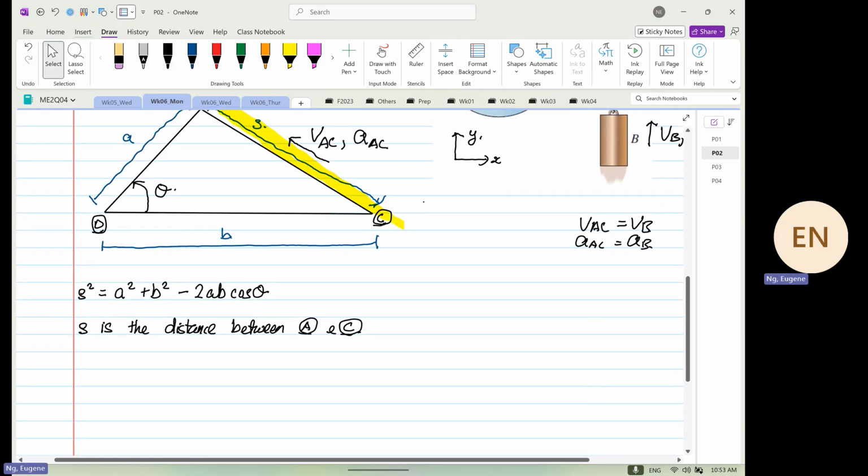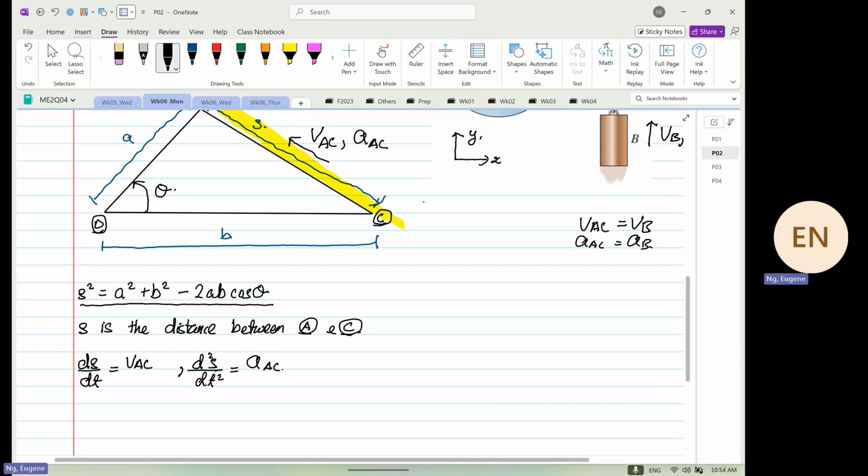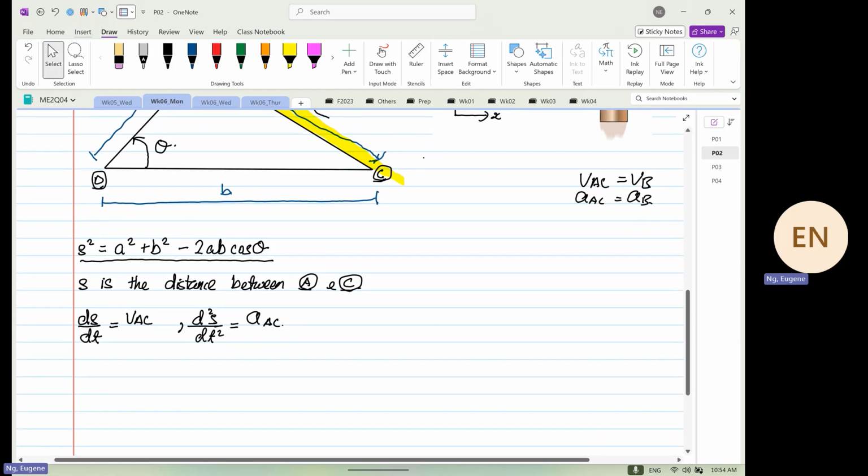So from here, we can do ds over dt. We will have our V_AC. And then we can have d squared s over dt squared. This is our acceleration of AC. Okay. So this is the link that we just discovered to determine our velocity and our acceleration. Okay, so from here, I'm going to call this equation 1.